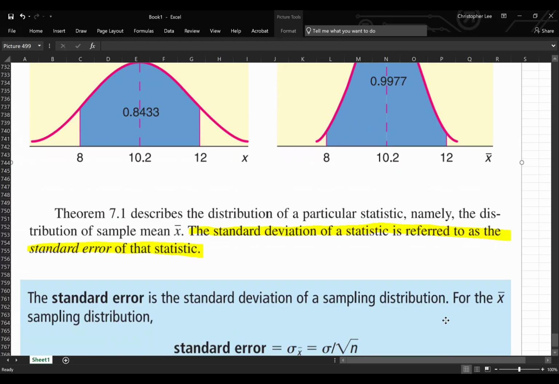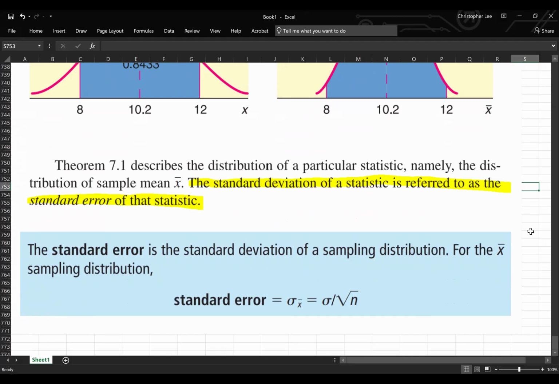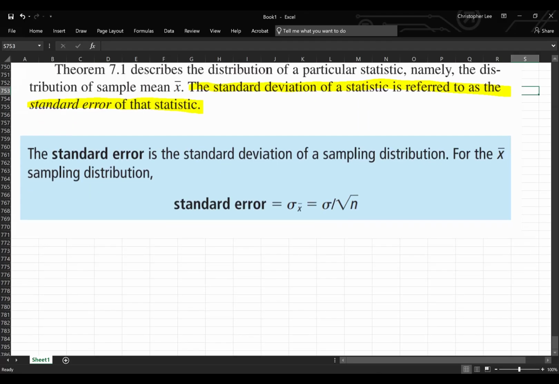Okay. So theorem 7.1 describes the distribution of a particular statistic, namely the sample mean X bar. The standard deviation of a statistic is referred to as the standard error of that statistic. The standard error is the standard deviation of a sampling distribution. For the X bar sampling distribution, the standard error is sigma X bar, which is equal to the standard deviation sigma over the square root of n. All right, that's standard error.